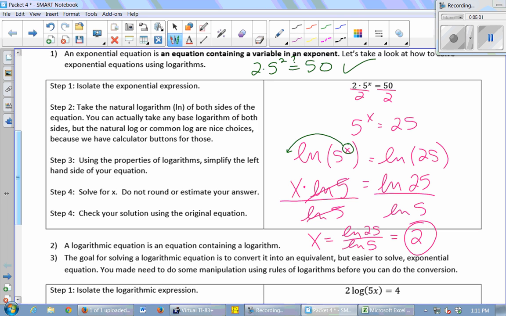So that's how you use a logarithm to solve an exponential equation. The key is the step that I drew in green here. The reason you take the log of both sides is because it can bring that exponent down from the exponent and turn it into multiplication.